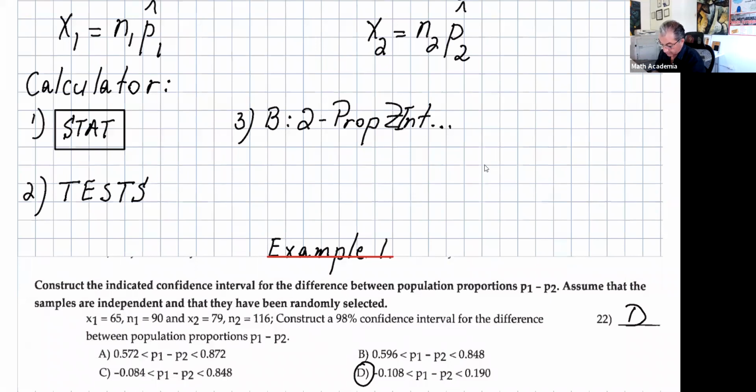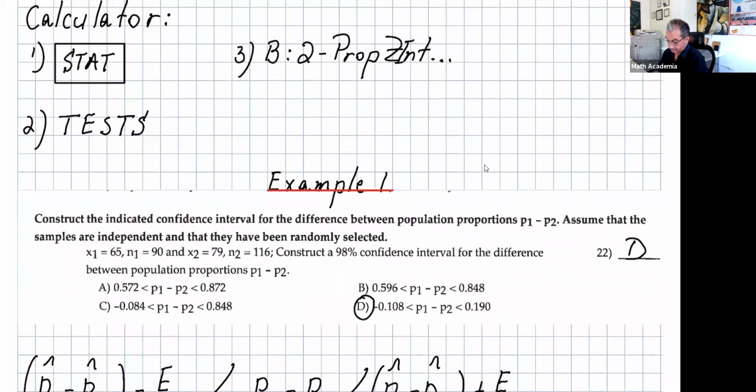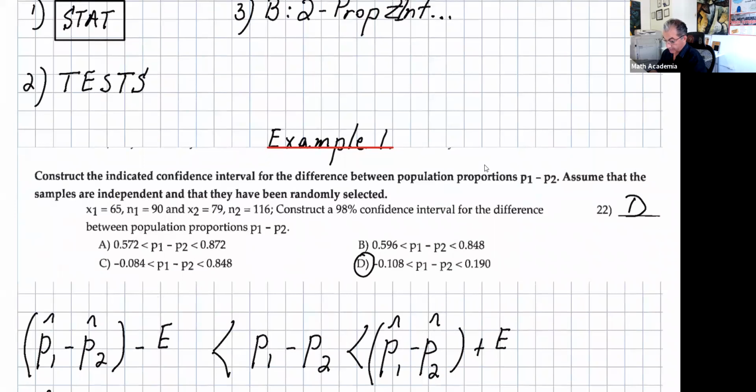The example says construct the indicated confidence interval for the difference between two populations, p1 minus p2. Assume that the samples are independent, one of the requirements is there, and they have been randomly selected. So you can find p hat 1, and n1 times p hat 1 should be greater than 5, and it will be. Same as n2 times p hat 2, and they are, because x is 65 and 116. And if you do n1 times q hat 1 and n2 times q hat 2, you will find those to be greater than 5. And usually in these problems, it's assumed that they are.